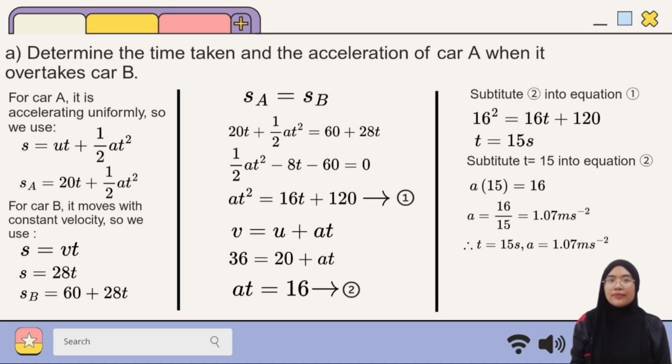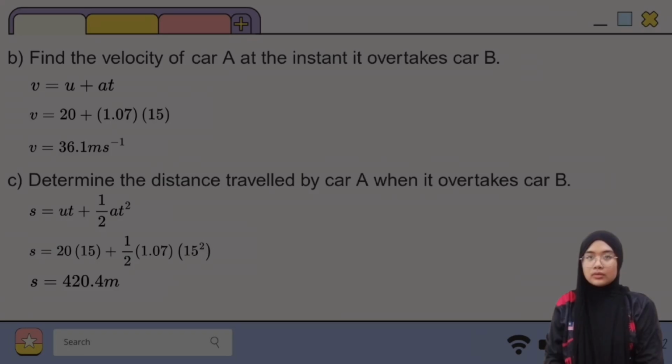Solving this equation gives the time taken as t equals 15 seconds. Once the value of time is known, it is substituted back into a equals 16 over t to obtain the acceleration of car A, which is a equals 1.07 meters per second squared. Therefore, the time taken for car A to overtake car B is 15 seconds, and the acceleration of car A is 1.07 meters per second squared.